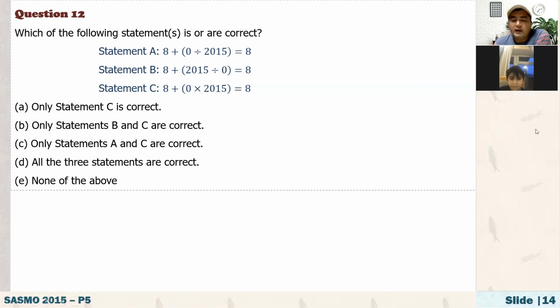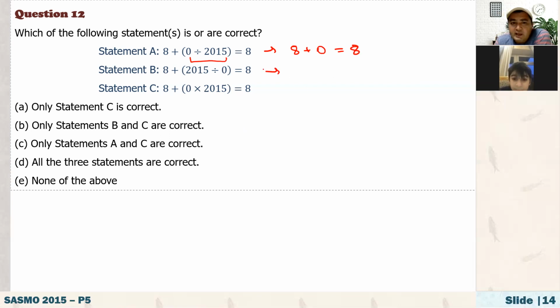Yes. Okay. Ayhan, actually here, the first one, for example, let's just calculate this. 8 plus 0 is divided by 2015. What is 0 divided by 2015? It is 0, right? Because if you divide 0 by any number, it is 0. So what is 8 plus 0? 8, right? Okay.